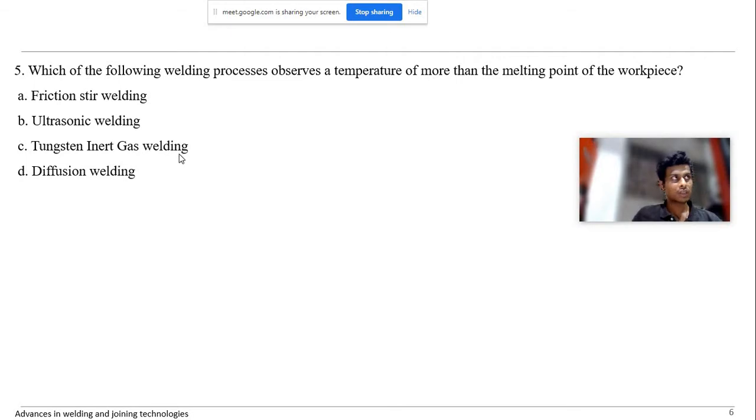So the option is C only, because here the temperature generated is more than the melting point of the workpiece. Another thing is solid state welding: friction stir welding, ultrasonic welding, and diffusion welding. These come under solid state welding, so the temperature is less than the melting point temperature.